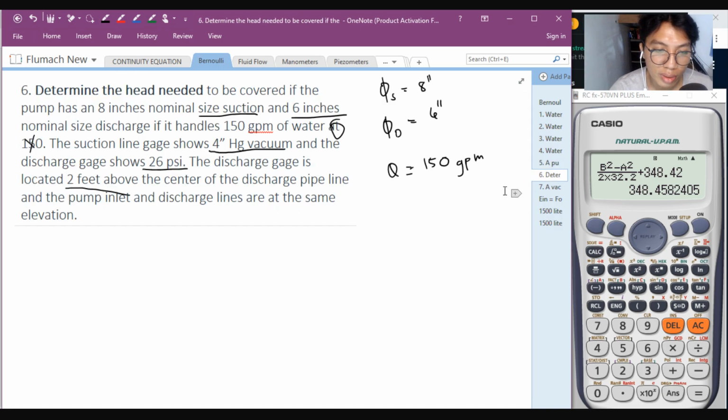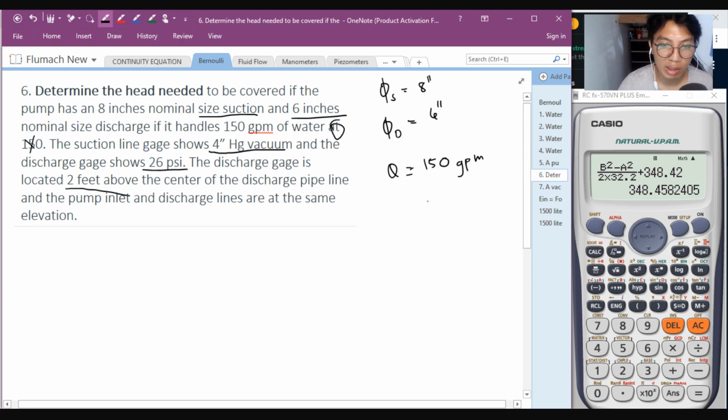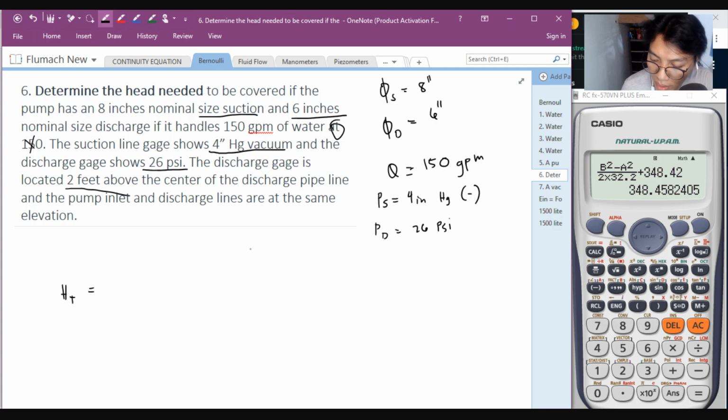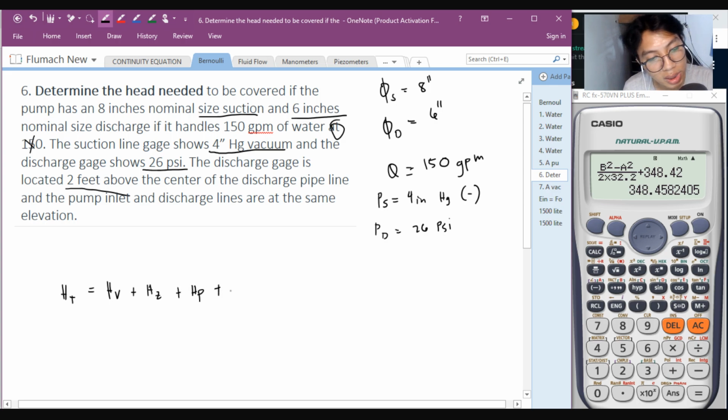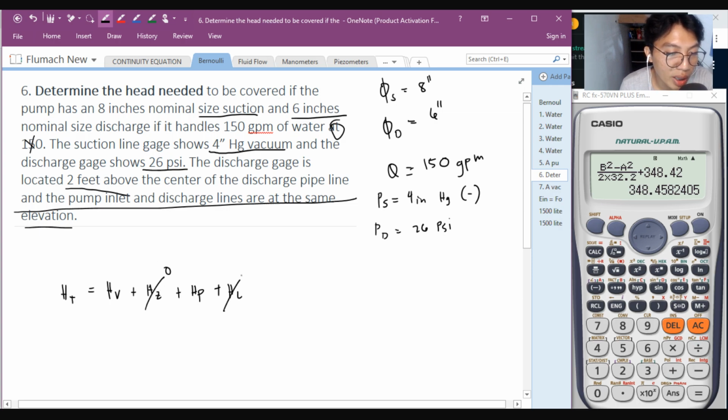Okay na yun. So, going back, yung PS natin dito, suction is 4 inch Hg. Vacuum yan, so negative. In discharge, that is 26 psi. Kunin natin yung head total. The discharge gauge is located 2 feet above the center of the discharge pipeline and the pump inlet and discharge lines are at the same elevation. So, same elevation, wala kang elevation head. Velocity head plus elevation head plus pressure head plus head loss. Wala ka nito, tapos wala kang head losses. Ito lang dalawa meron ka.